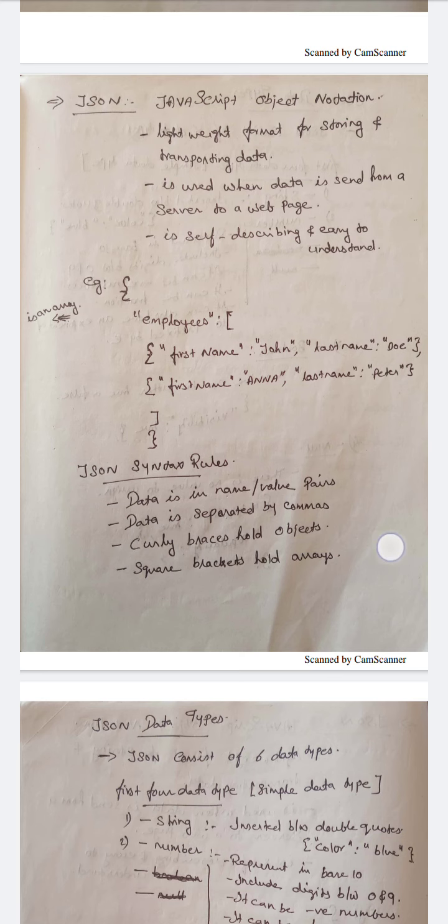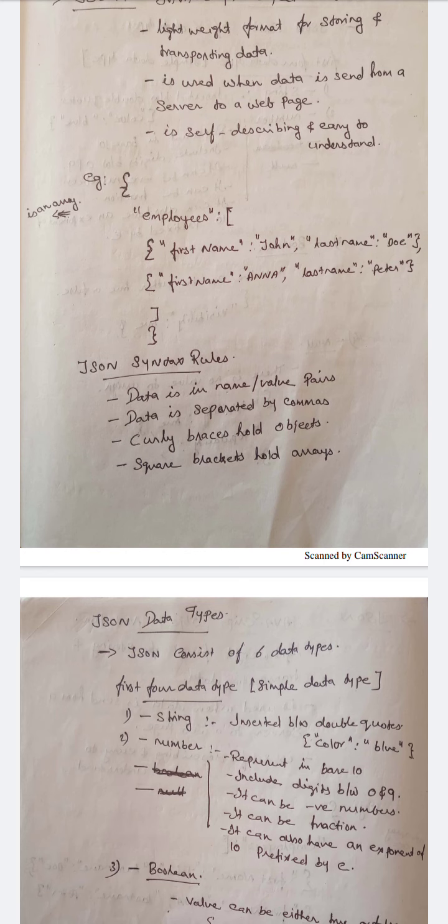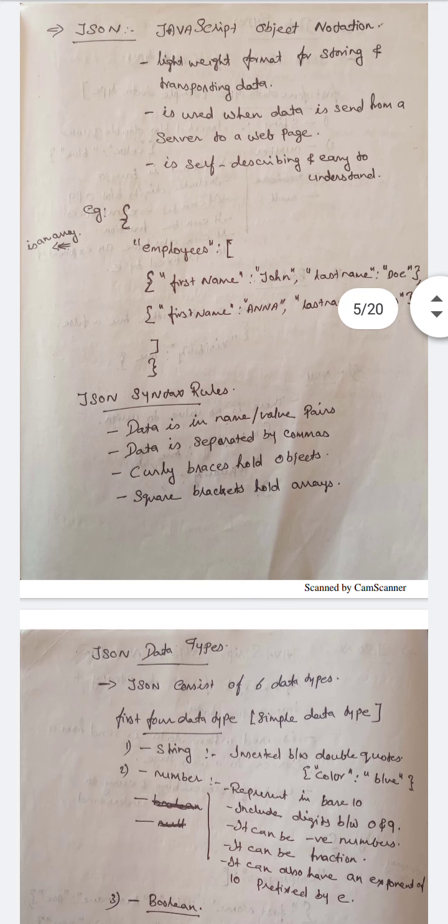This is simple. Next is the JSON syntax rules. In defining JSON, there are certain rules. The JSON data consists of name and value pairs, as I have shown in the above example: first name colon John. It is a name or key value pair. That is the first syntax rule.